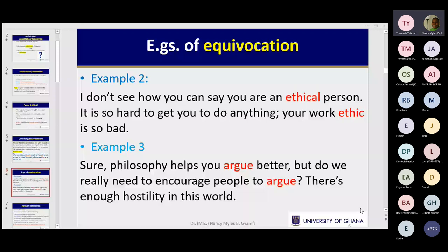Example two. I don't see how you can say you are an ethical person. It is so hard to get you to do anything. Your work ethic is so bad.